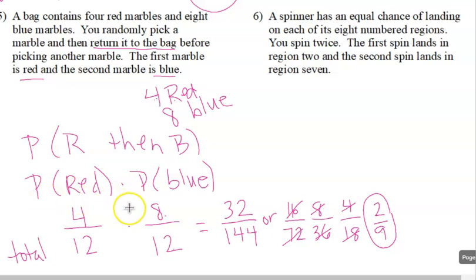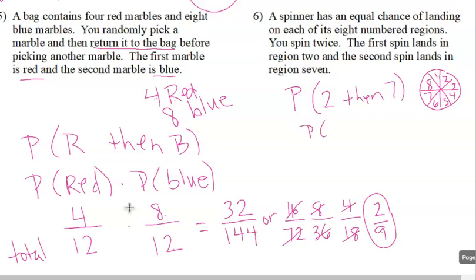All right, let's try one more with the spinner. So a spinner has an equal chance of landing on each of its 8 numbered regions. So if we had 8 numbered regions, our spinner would kind of look like this. 1, 2, 3, 4. So on your practice, I have some that have pictures already, but if they don't, you can draw your own picture. And we spin twice. So what's the probability that the first one lands on a 2 and then the second spin lands on a 7. So probability of a 2 times probability of a 7.